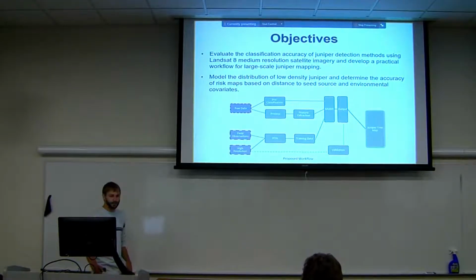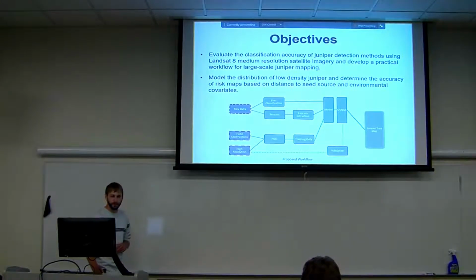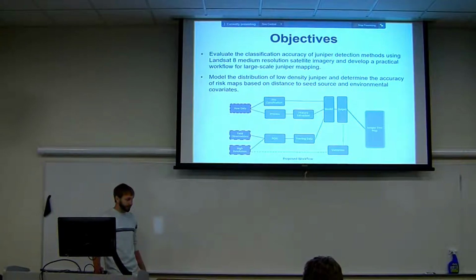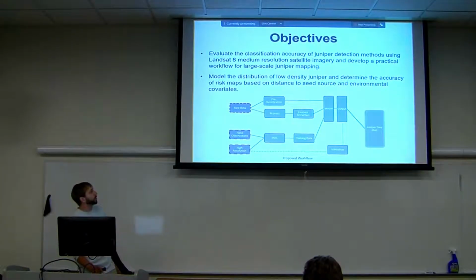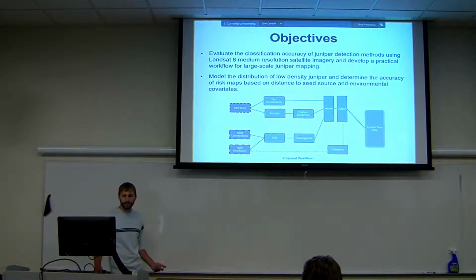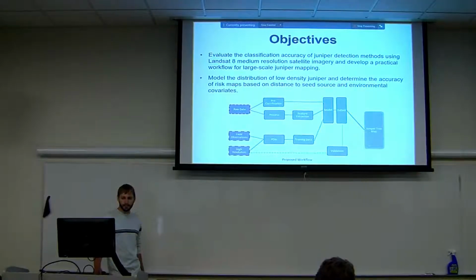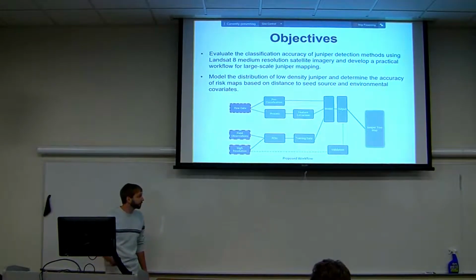So that brings me to the objectives of my research, which are to evaluate the classification accuracy of juniper detection methods while using Landsat 8 medium resolution satellite imagery, and to develop a practical workflow for large-scale juniper mapping. As well, we want to model the distribution of these low-density juniper and determine the accuracy of risk maps based on the distance to seed source and environmental covariates.